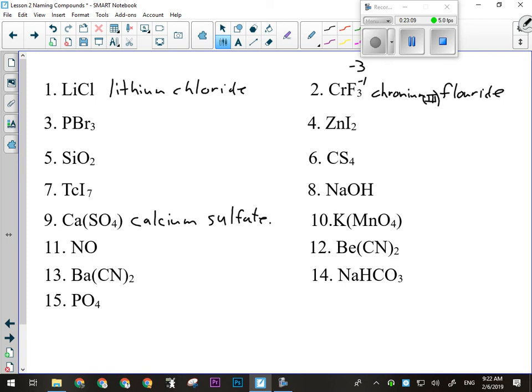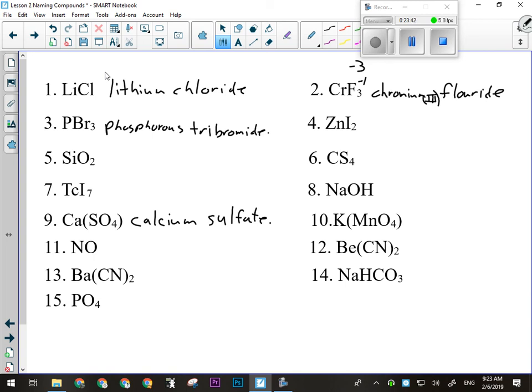Questions so far? All right, number 3 has phosphorus and bromine, both non-metals. So this is a what kind of compound? It's molecular. Okay, so I'm going to follow the molecular naming rules. I don't put a prefix on phosphorus because there's only one of it and it's first. But I do need a prefix on bromine. So that's going to be tribromide. Phosphorus tribromide.